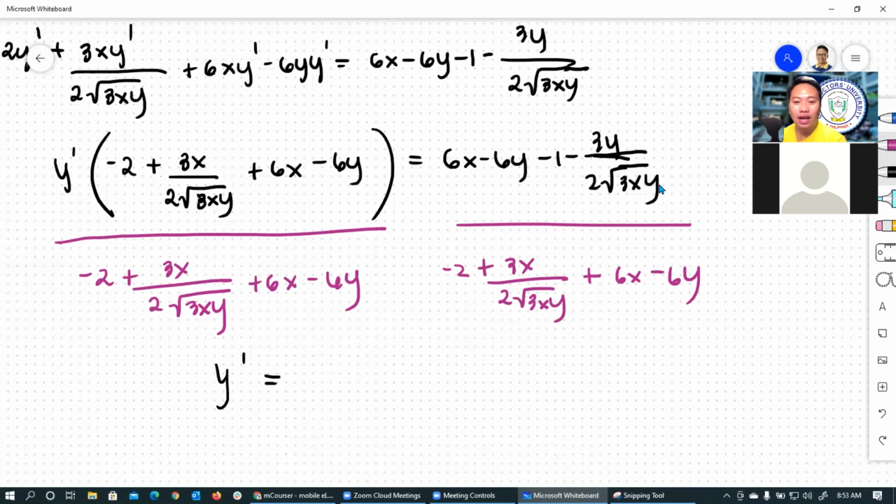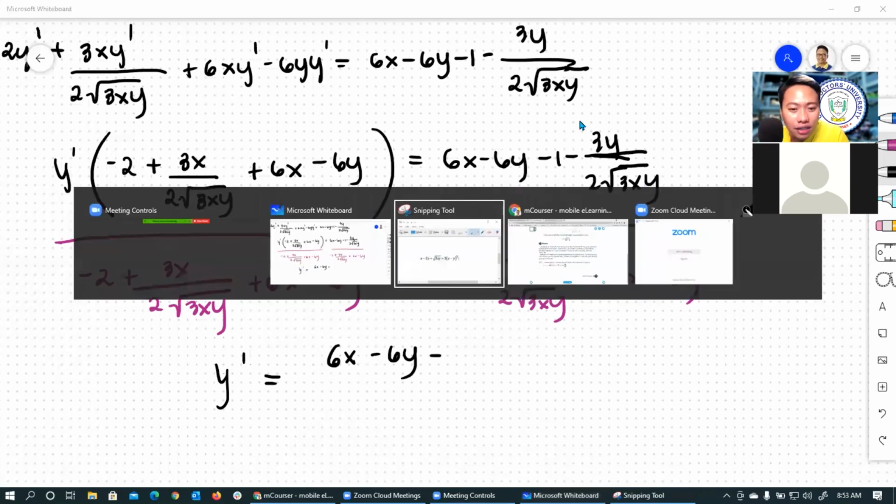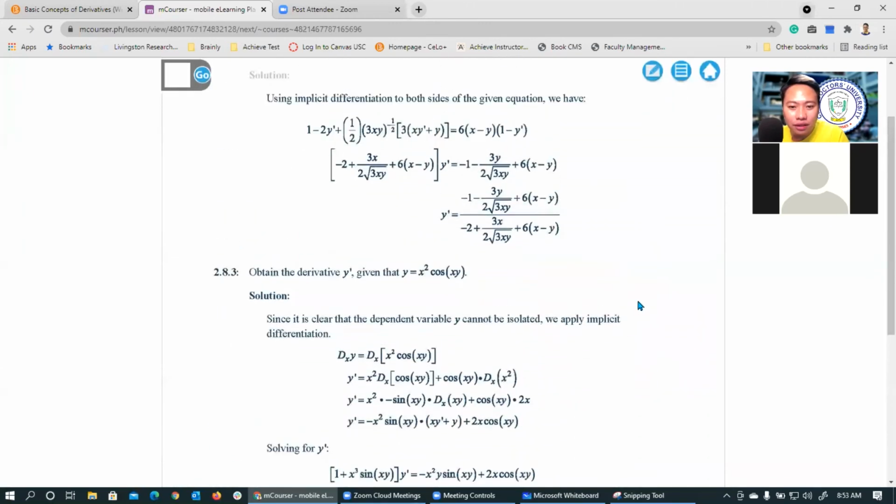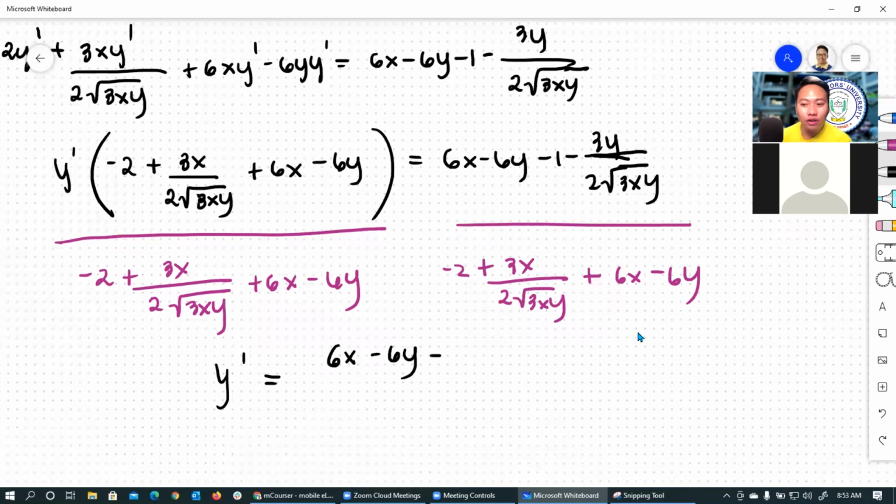And then I'll rearrange the numerator: 6x minus 6y minus 1 minus. I'll write it to see if I would obtain the same answer as in the book. First I write the constant, which is negative 1. So negative 1 minus 3y. I'm following the book's way of answering, so you can see if we arrive at the same answer.